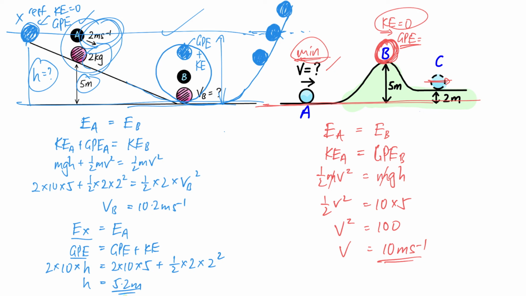And of course, if you want to find the speed at point C, you can still do the same thing that you have learned. Equate the total energy at point A, which is just KE, to the total energy at point C, where it has a combination of GPE plus KE, and you know the GPE because you are given the height, and so you can find the speed at point C. So as long as you understand conservation of energy, you should be able to find all the unknowns.